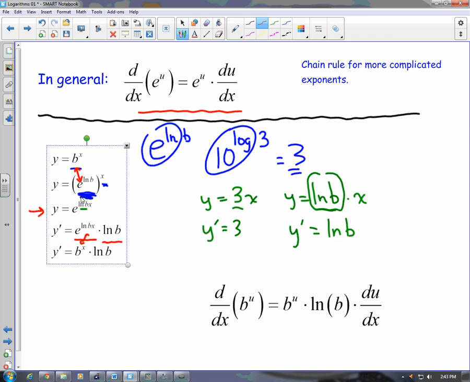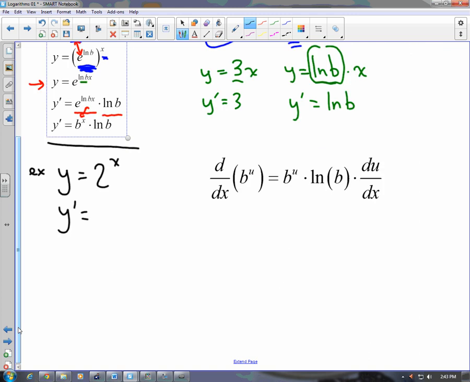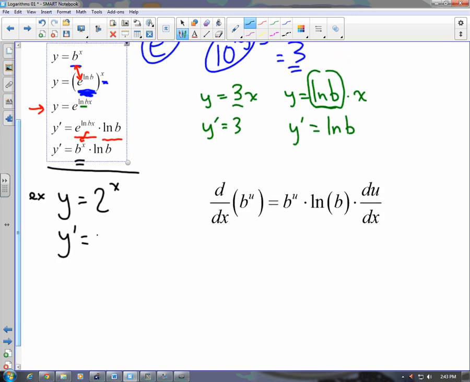Now you might say, well, so what does that do? Well, I'm going to link this back to the base of 2. Just as an example, if y was equal to 2 to the x, what should this derivative be? According to what we've just done, the derivative should be the same thing, 2 to the power of x, multiplied by the natural log of that base, in other words, the natural log of 2.